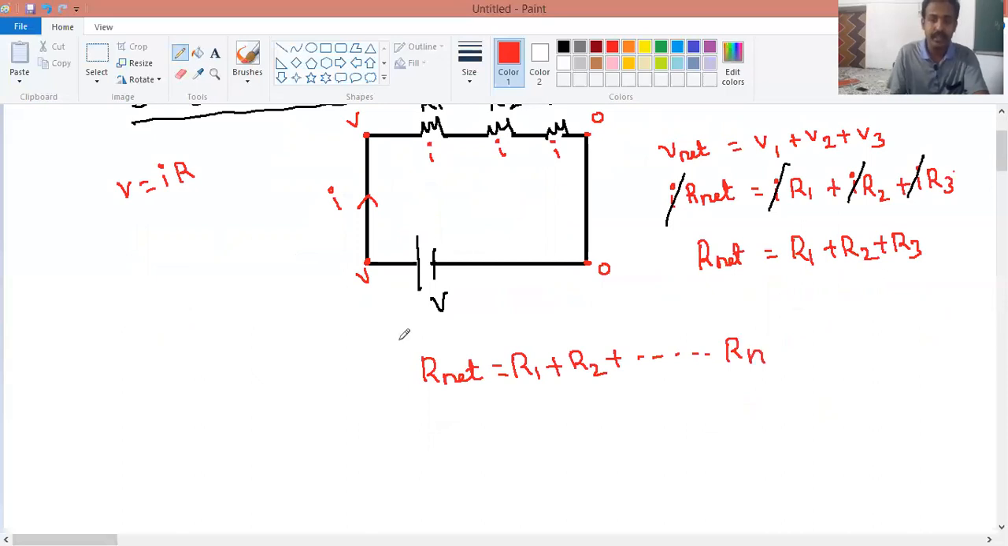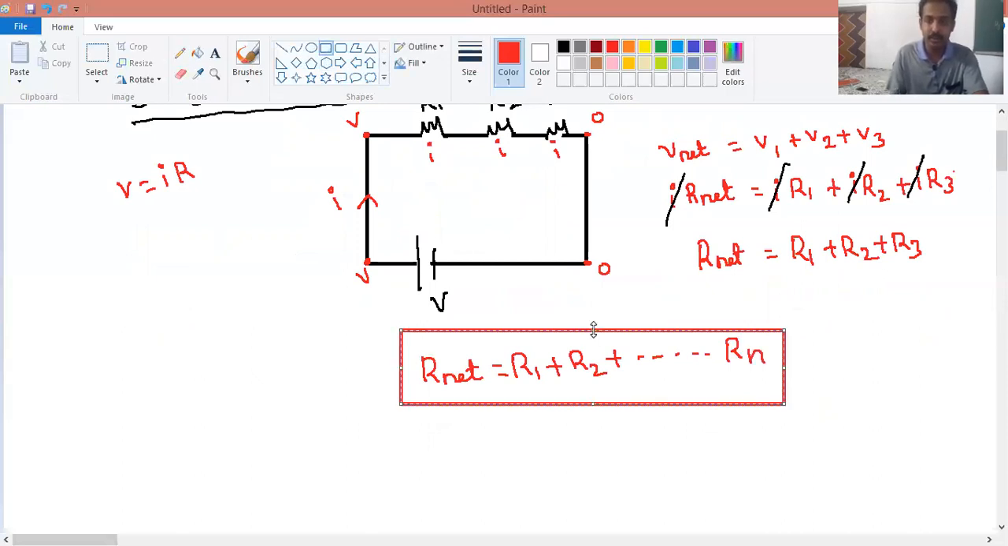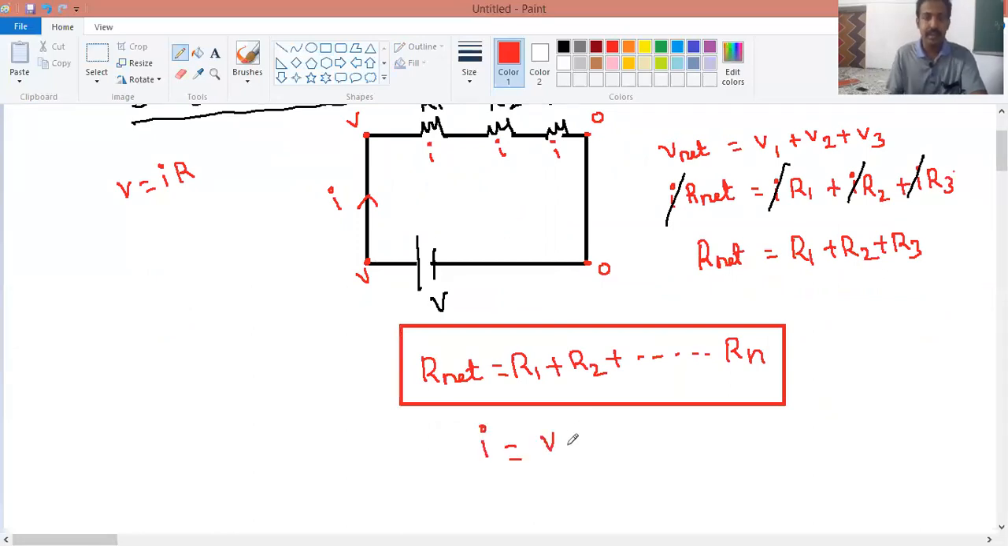This is what happens in series connection. If I want to talk about current, what is the current flowing in the circuit? The current flowing in the circuit is I equal to V by R net. Some people call R net as R equivalent. So this is all about series connection.